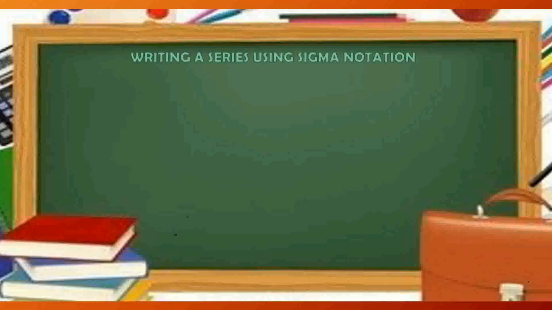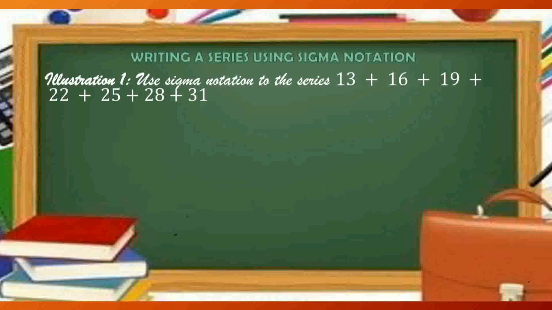Writing a series using sigma notation. For example, number 1, use sigma notation to write the series. The given here is a series since each term is separated by a plus sign. And as we observe, there is a common difference d, which is equal to 3. To find the common difference d, let's subtract a previous number from a term. So let's say 25 minus 22, which is equal to 3, or 28 minus 25 is also equal to 3. So our common difference here is 3.